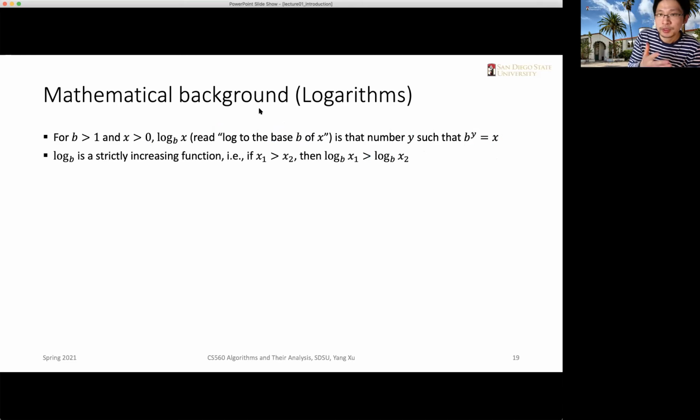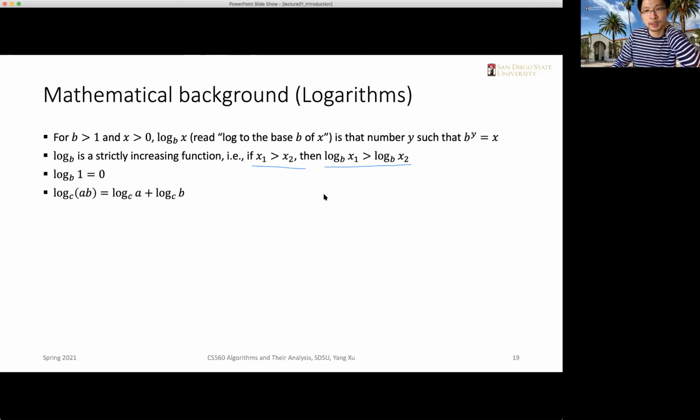As we said, it's a strictly increasing function, but the good news is that it increases very slowly. Anyway, for larger inputs, the outputs would be larger. So these inequalities hold if x1 is greater than x2. And the special case is that the logarithm of 1 is 0. For logarithm functions, we also have a principle called the combination rule. If we take the logarithm of a product, then we can decompose it into the summation of two individual logarithm terms, which is also useful.